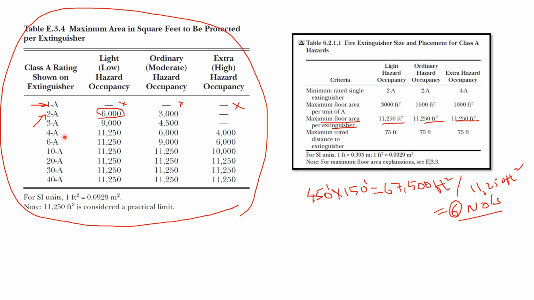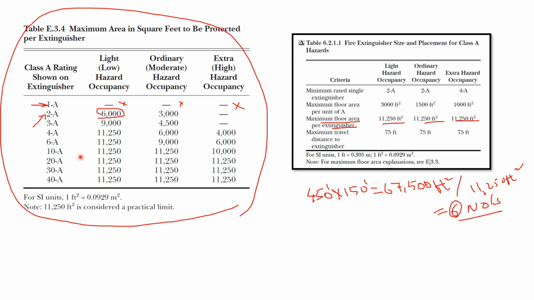So here if you are considering 6A extinguisher, 4A extinguisher, 10A extinguisher, 20A extinguisher, or whatever rated it is, these are the limitations. Even if the area is 11250 square feet, then you need to consider any of this particular extinguisher. However, as the rating increases, the cost of the extinguisher also increases.